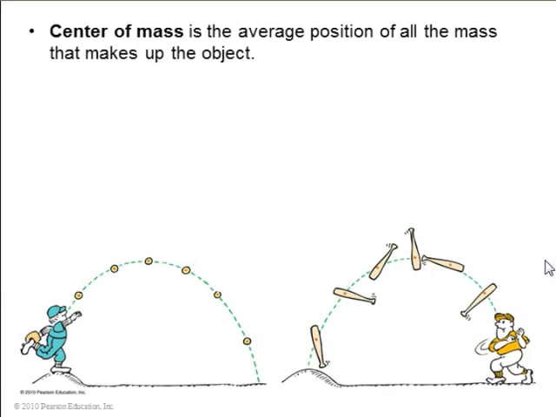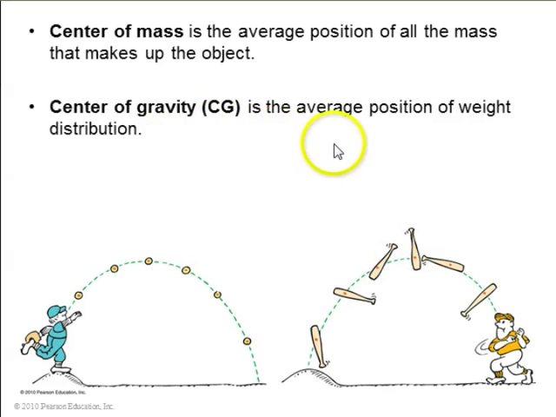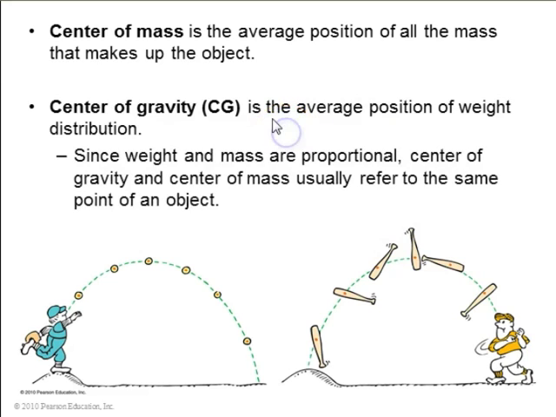Center of mass is the average position of all the mass that makes up an object, and the center of gravity is the average position of all the weight in an object. Since weight and mass are proportional here on Earth, the center of gravity and the center of mass are the same thing for pretty much everything here on Earth. You can see that the center of gravity of this baseball bat as you throw it follows the same nice path as a ball would, as the rest of the bat rotates around its center of gravity.